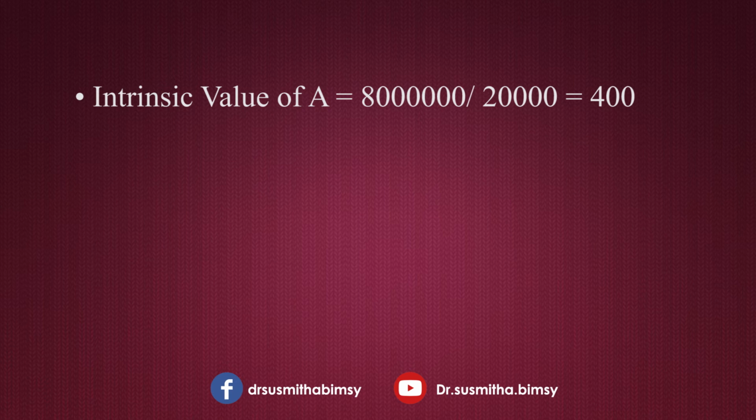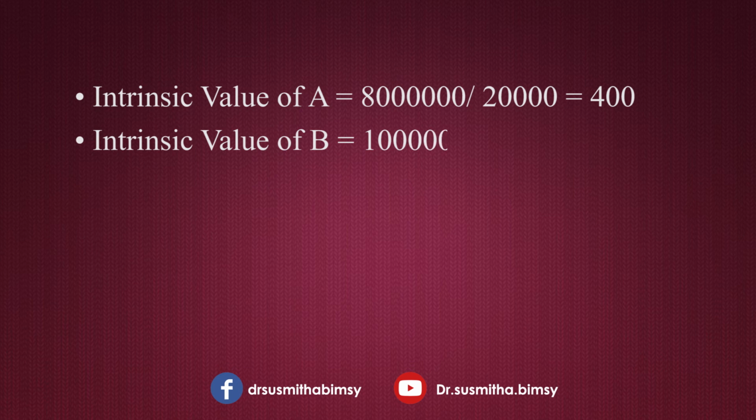Then you need to calculate the intrinsic value for purchasing company, that is company B. Here net assets for purchasing company rupees 10 lakh and the number of shares 10,000. So the intrinsic value of company B is 10 lakh divided by 10,000, you will be getting 100. Okay, so the solution for the first question is over. So these are the intrinsic values of both the companies.